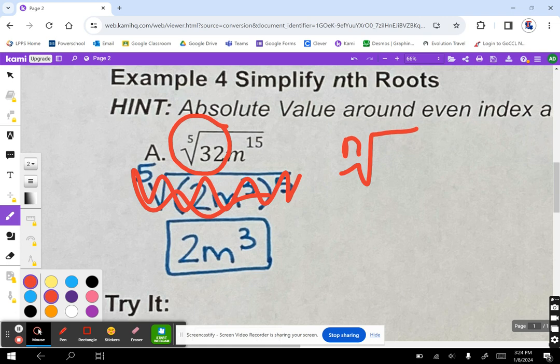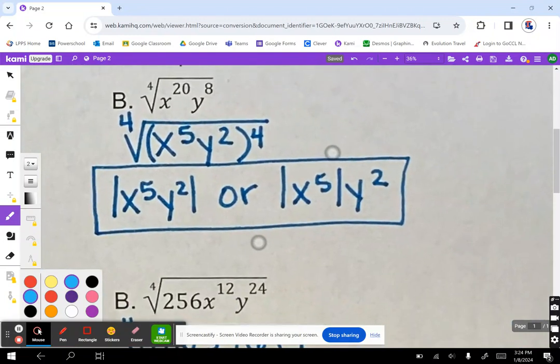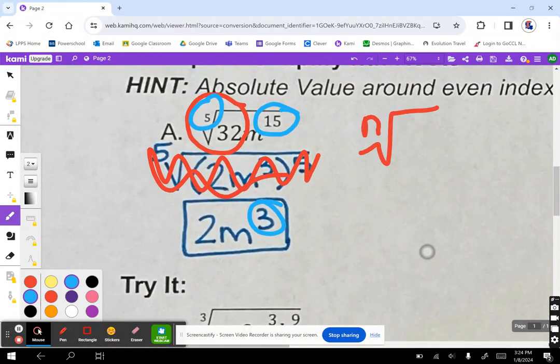I don't like how the book taught you, so I'm going to show you a little shortcut. I'm going to change colors here. Once you take the fifth root of 32, which your calculator will give you 2, you're going to divide your exponent by your index. 15 divided by 5 is 3. That's all you've got to do. Oh, and because your index is odd, your answer is only positive.